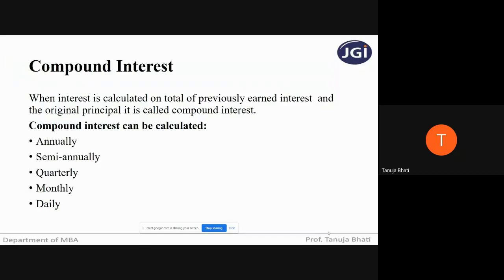So compound interest, we know, is nothing but an interest calculated on the total of previously earned interest and the original principal amount. So compound interest, if it is calculated every year, keeps on changing, as it is calculated on the original principal amount plus the interest that you have earned in the earlier year. Compound interest can be calculated annually, semi-annually, quarterly, monthly, or daily.